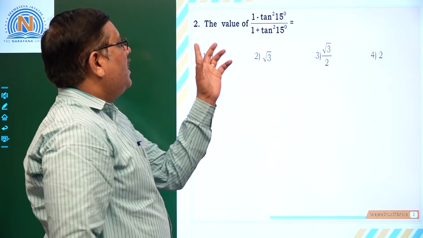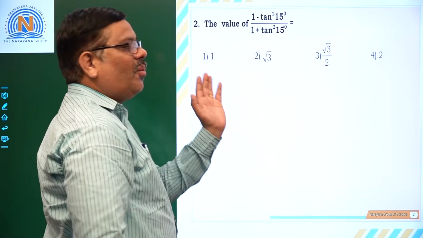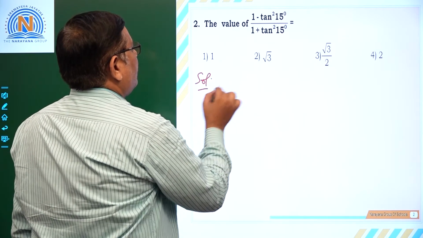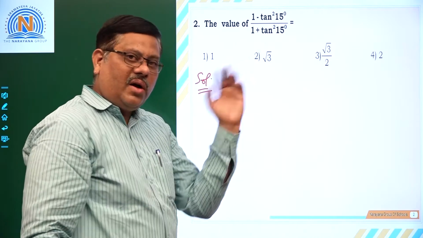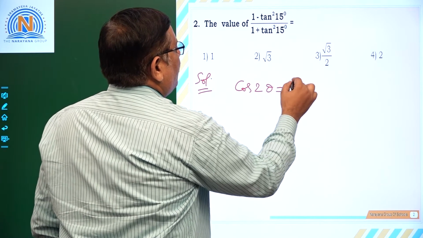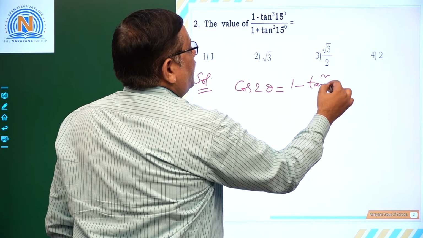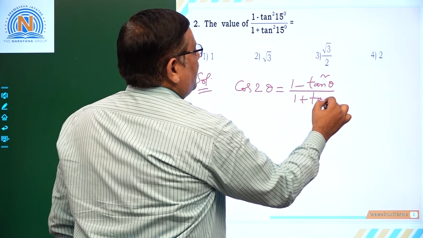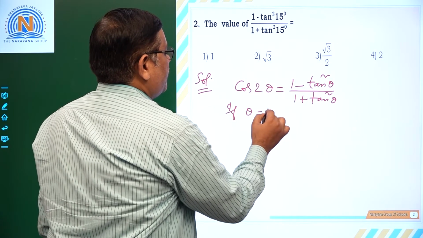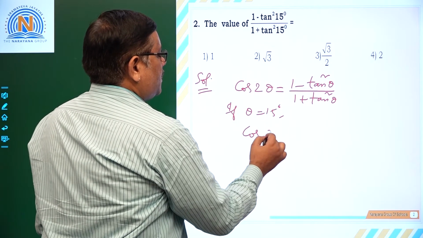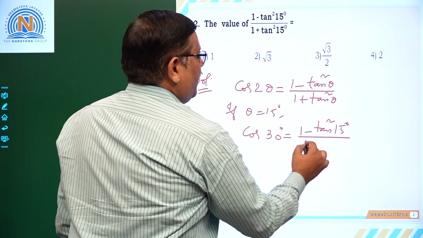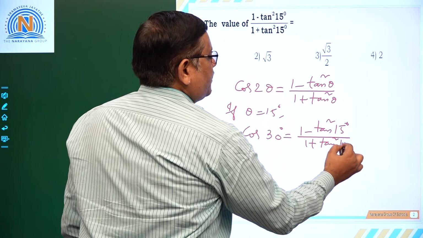The value of 1 minus tan square 15 degrees by 1 plus tan square 15 degrees. Here, of course, you know the value of tan 15. You can substitute. Or else, we have an identity. What is that? Cos 2 theta is given by 1 minus tan square theta by 1 plus tan square theta. That is the value of cos 2 theta. If at all theta is 15 degrees, what do you have? Cos 30 degrees is equal to 1 minus tan square 15 degrees by 1 plus tan square 15 degrees.